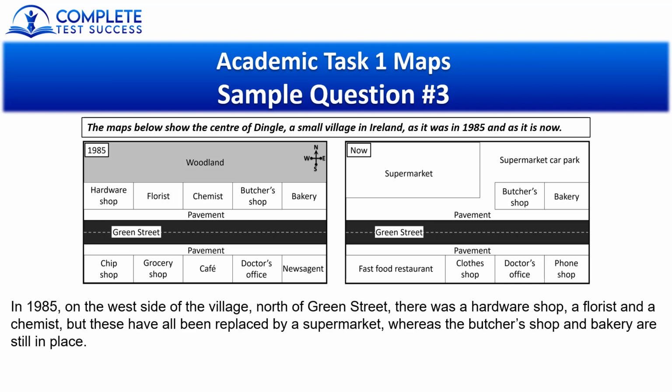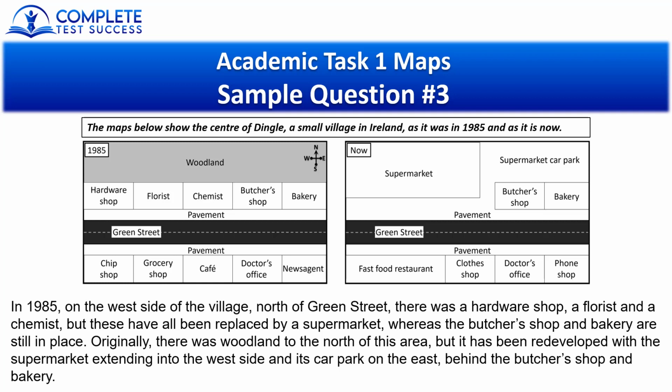In 1985, on the west side of the village, north of Green Street, there was a hardware shop, a florist and a chemist, but these have all been replaced by a supermarket, whereas the butcher's shop and bakery are still in place. Originally, there was woodland to the north of this area, but it has been redeveloped with the supermarket extending into the west side and its car park on the east side behind the butcher shop and bakery. In addition, the pavement by the supermarket is now wider.